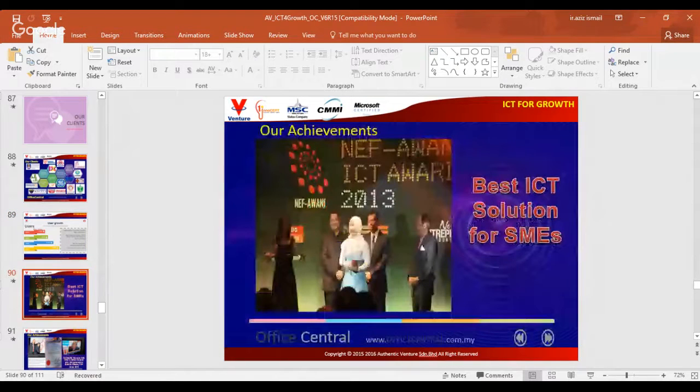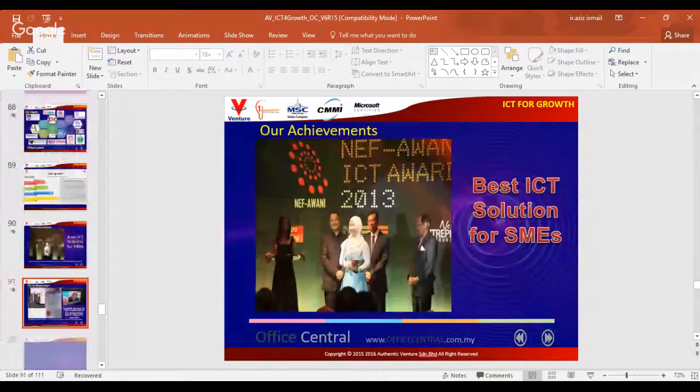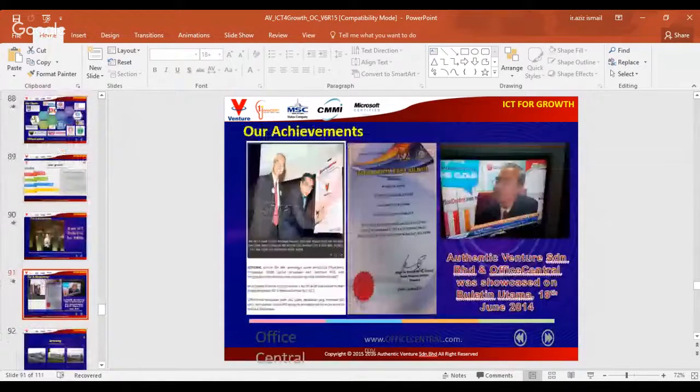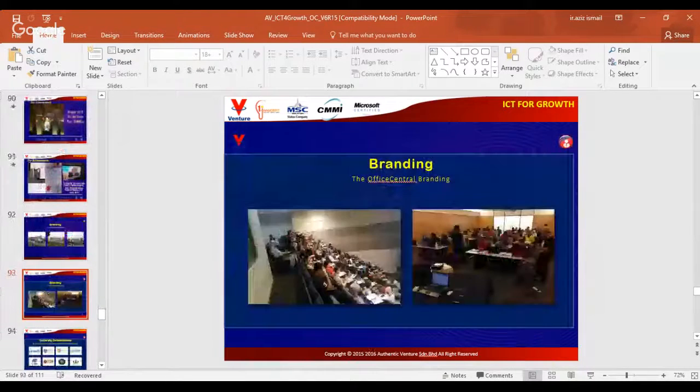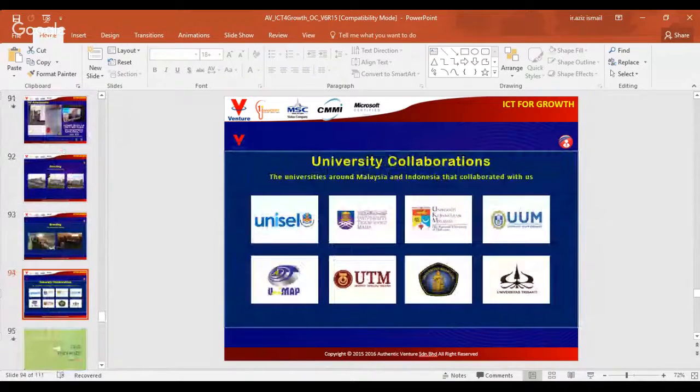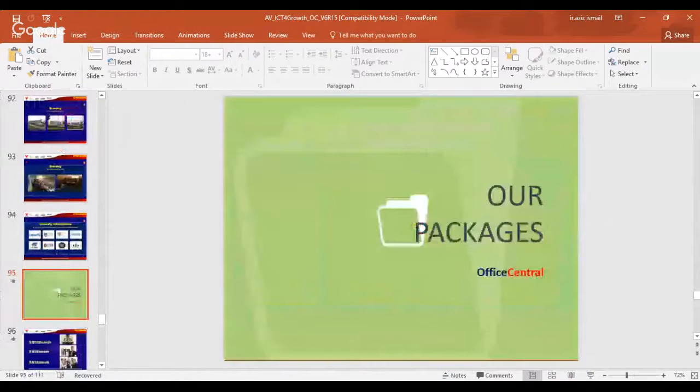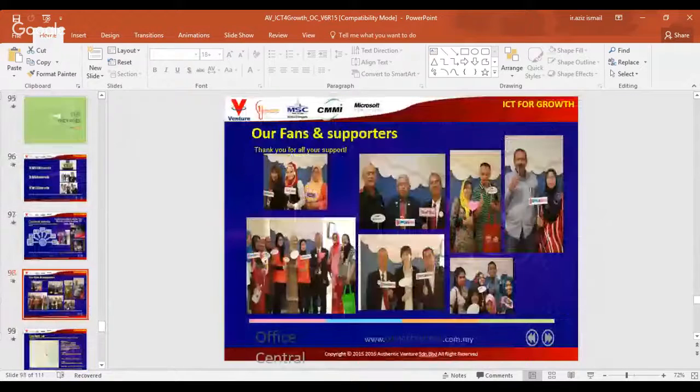Office Central, for example, this is the NEF Aoni Award. Every month we do a lot of outbound marketing, with the face-to-face seminars that we do with our customers. Collaboration that we do in Malaysia and Indonesia. Packages we will cover later on. We build a relationship with our customers and supporters.